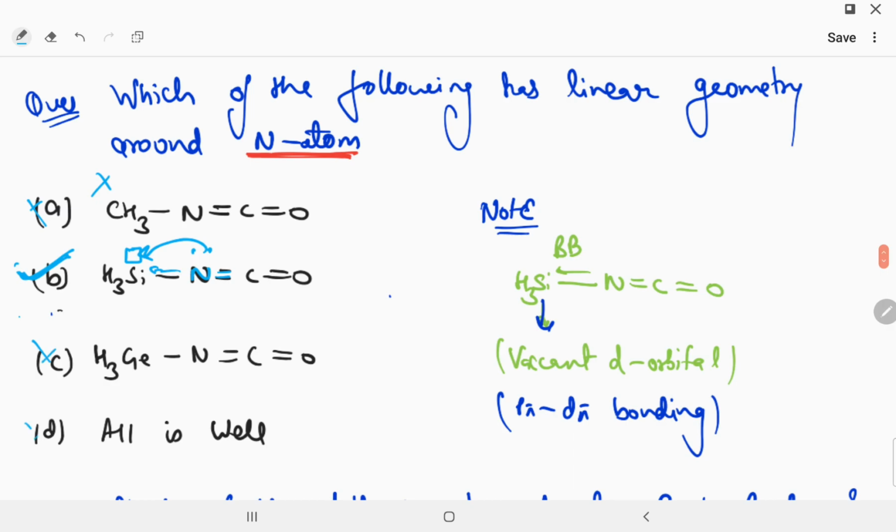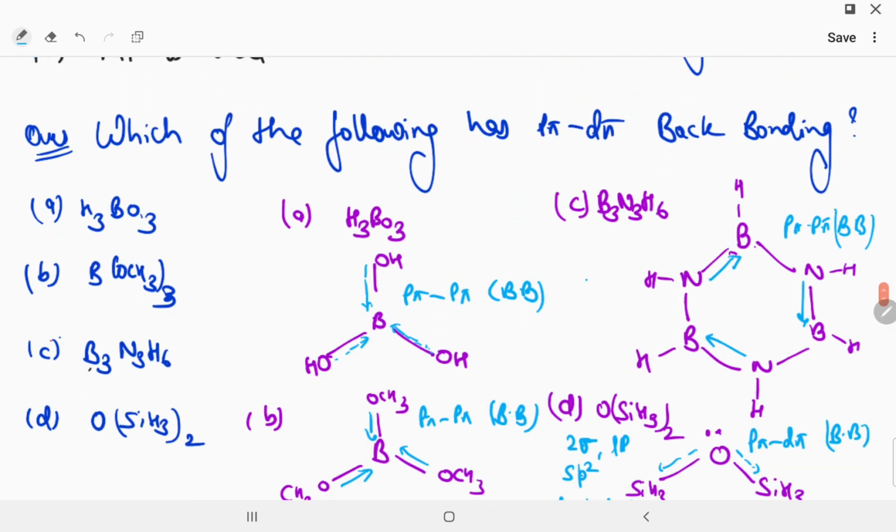So because of the presence of a vacant d orbital in silicon, which is a third period element, please understand, it is a third period element, the bonding is p pi d pi. Again back bonding is available in this, and it will show the linear structure because nitrogen is attached on both sides with double bond character. Is it clear? So now we continue with the next question. This is the last question.